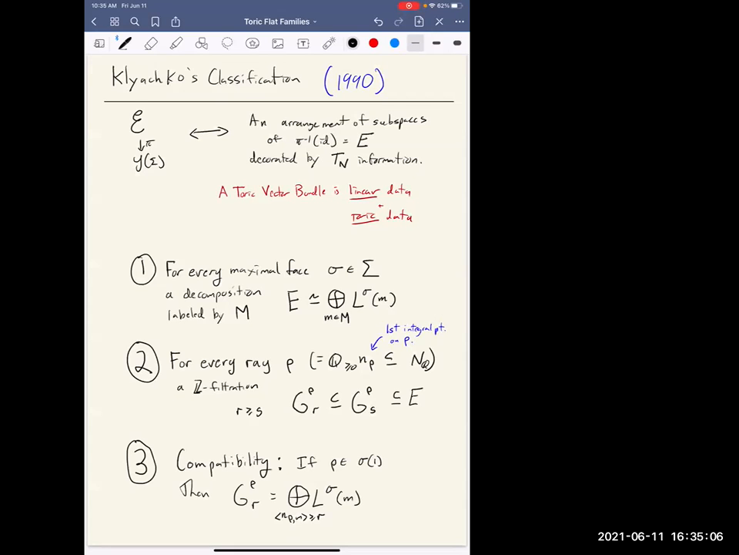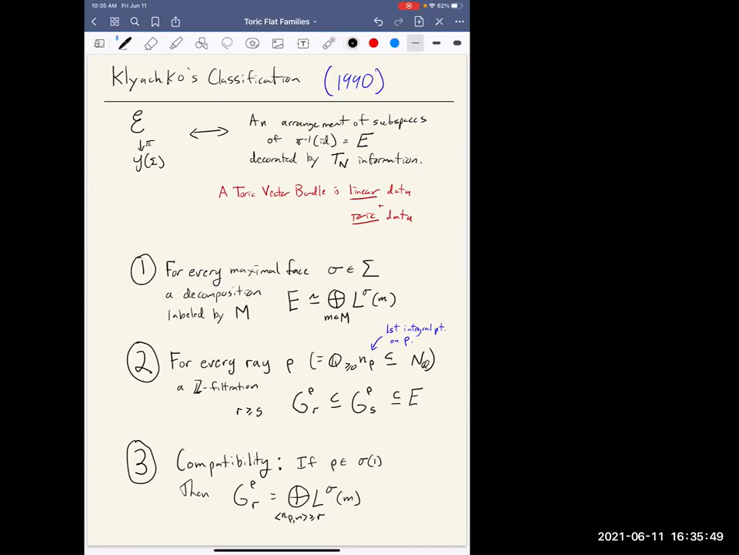For every maximal face of the fan, you give a decomposition of this model vector space labeled by the characters of the torus. So if you like, this is exactly describing the structure of a torus representation on the fiber over the fixed point. It's a fixed point, so that means that the torus doesn't move this point around, it doesn't move the fiber around. So you actually get an honest representation, and we are simply giving the structure of that representation. So this is information that you attach to the smallest torus orbits in the toric variety.